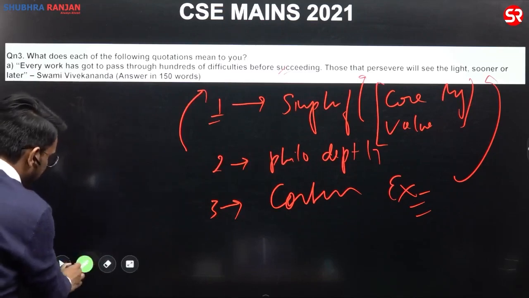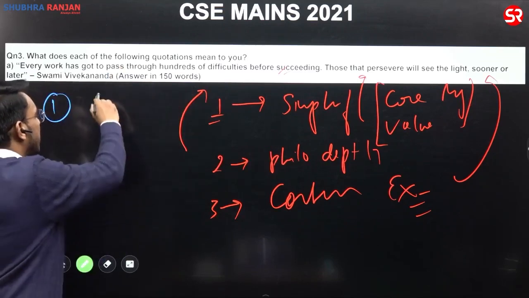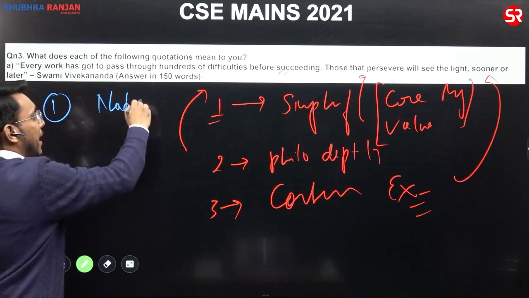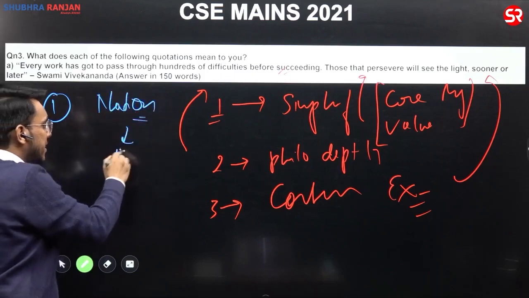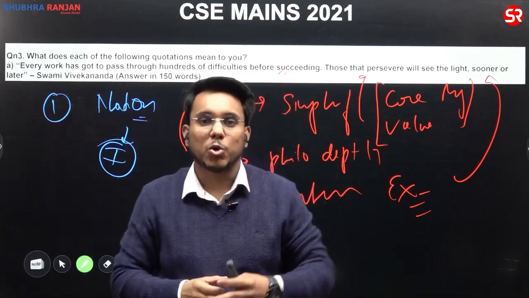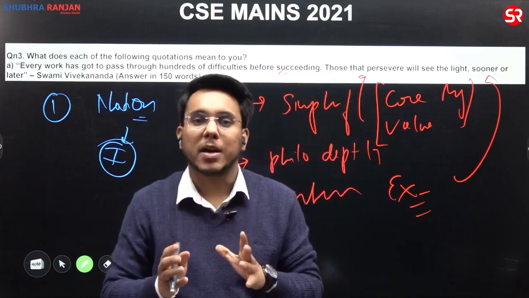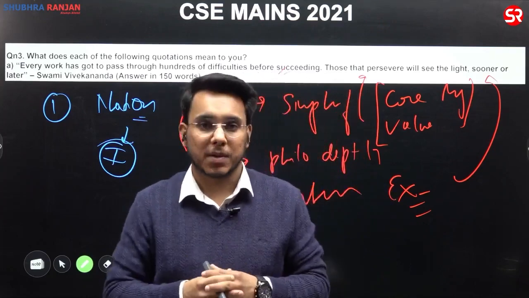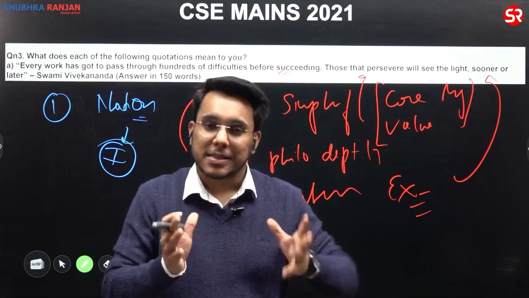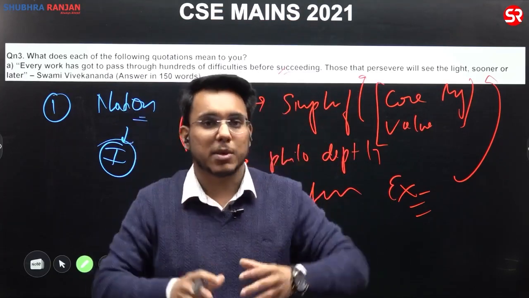So certain contemporary examples which could be given here: number one, at the level of nation, we see this particular thing. When we talk about India, after the independence, India was born into a scientific poverty. Scientific research institutions were not there. The scientific community was not that strong.